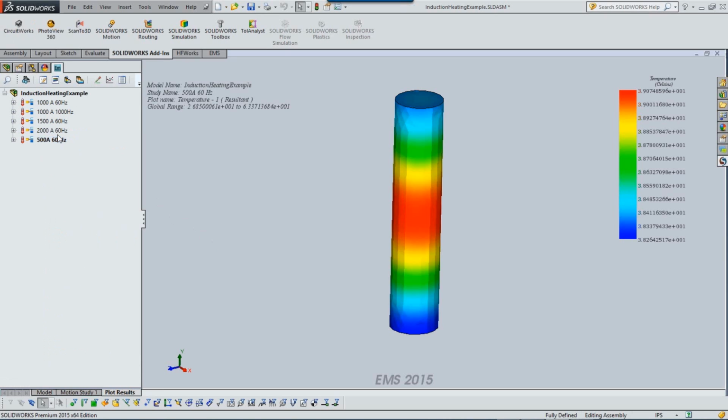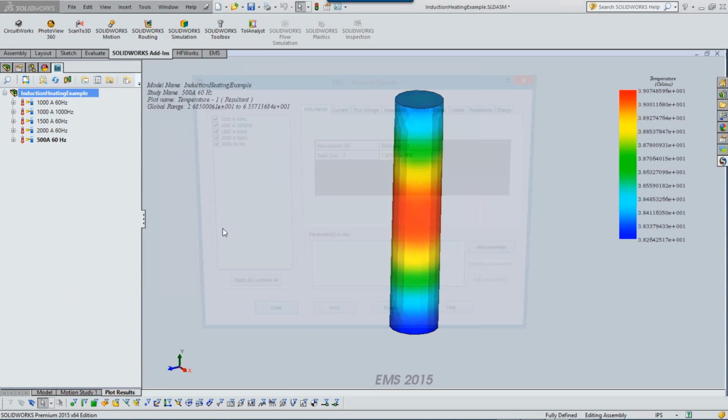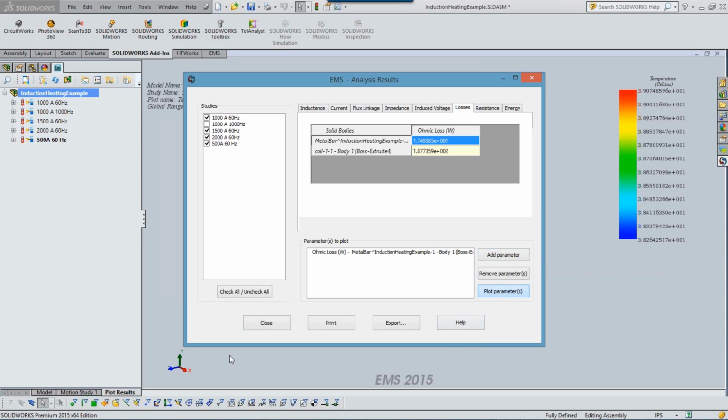So I've done various simulations here at various currents. So let's take a look at how they compare. So I'm going to go ahead and compare all the studies. Let me remove the 1000 hertz case. So I've got 1000, 1500, 2000 and 500 amps. What happens when I do all these four cases at 60 hertz? One thing you can do is compare the loss, the loss in the metal bar, and you can actually plot it.